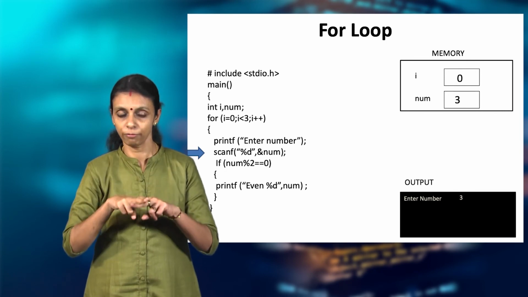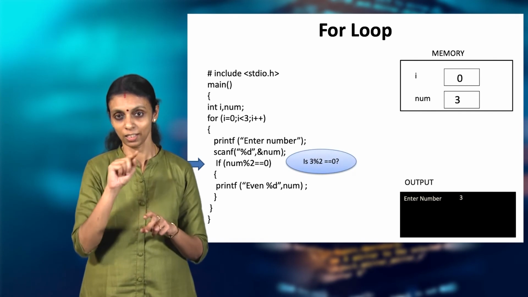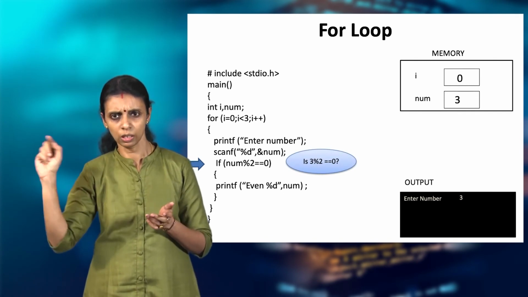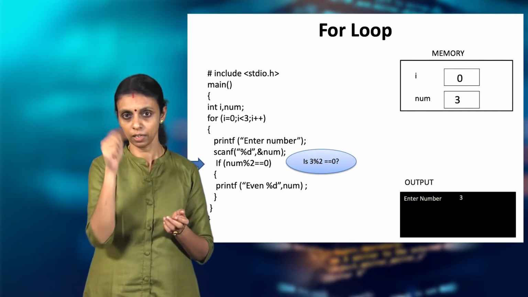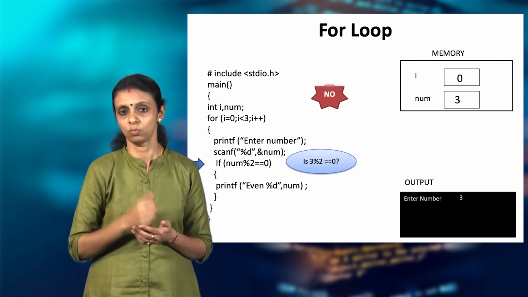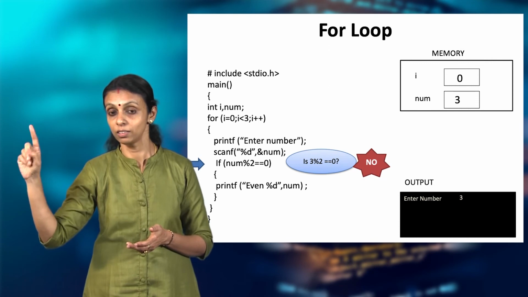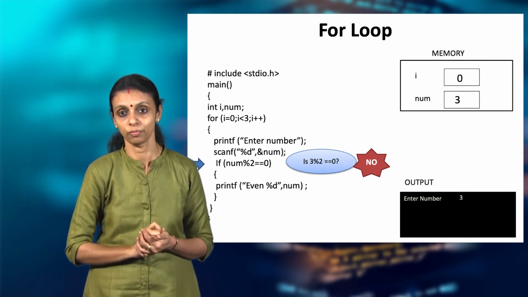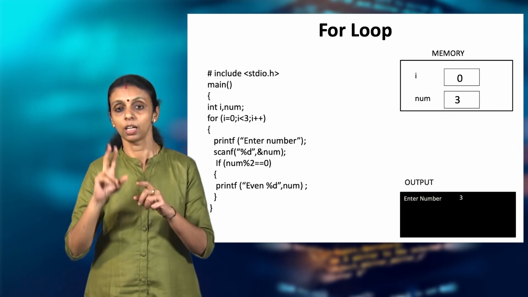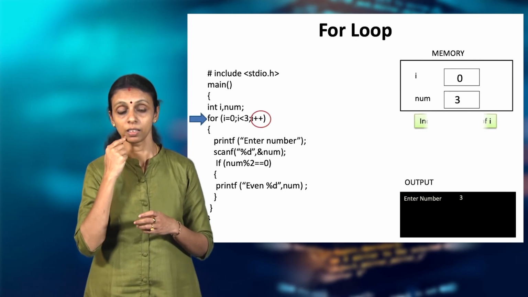Next is an if statement. If condition is checked, is num mod 2 equal to 0? That is 3 mod 2 equal to 0? The answer is no. 3 mod 2 is 1, not 0. So, it comes out of if and loops back. I is incremented to 1.